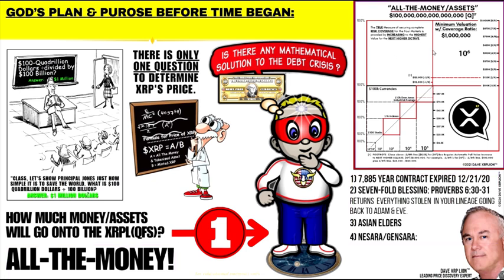This is a chart that I put together, one of the first charts I showed Jimmy Valley, on how we understand base 10 mathematics, 8th grade math, and how it's worked in the financial markets. 10 to the first, 10 to the second, 10 to the third, 10 to the fourth, 10 to the fifth. And this larger square is what consumes 10 to the sixth. And that's $1 million. So we know that there was a 7,885 year contract that expired 12/21 of 20. We know that there's a sevenfold blessing in Proverbs 6:30 through 31. And we know that it returns everything stolen in your lineage going all the way back to Adam and Eve.